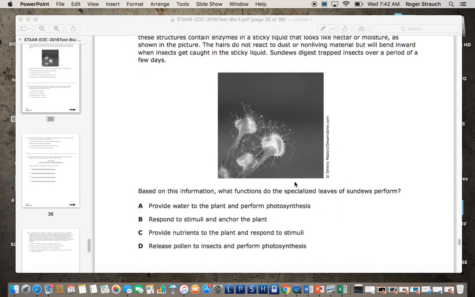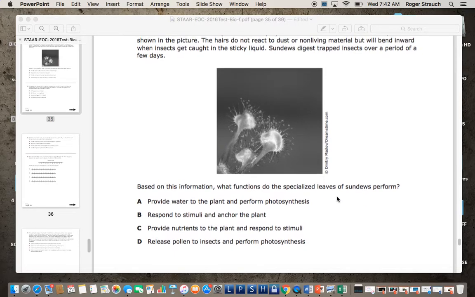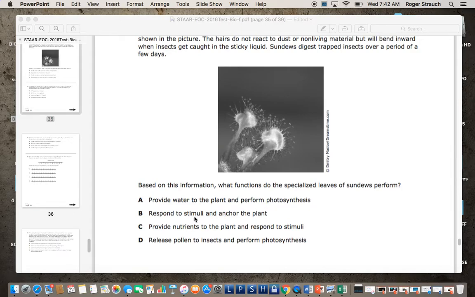Thinking about this, what are these leaves actually doing? Well, are they providing water to the plant? No, it doesn't say anything about that. Are they responding to stimuli? Yes. And anchoring the plant? No, they're not acting as roots. C, are they providing nutrients? Well, yeah, that sounds good because it says they help to trap the insects, which the plant would use as extra nutrients, and respond to stimuli.